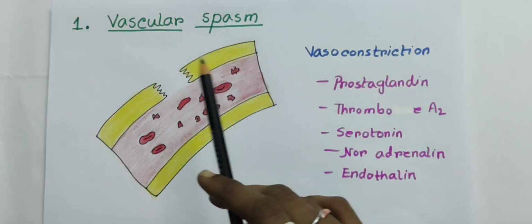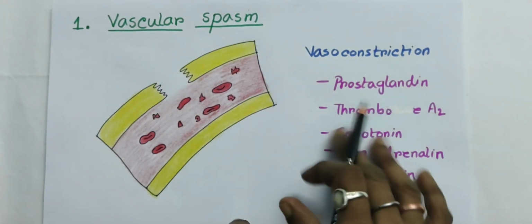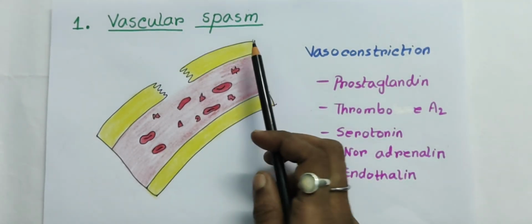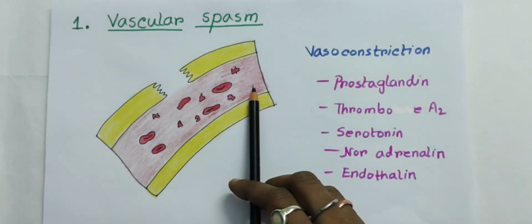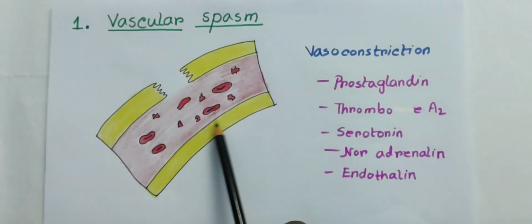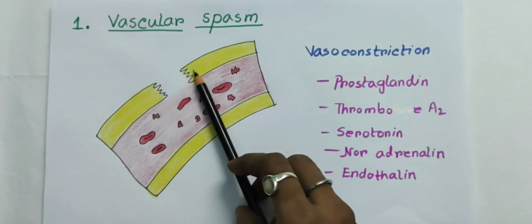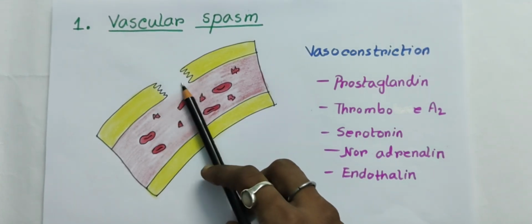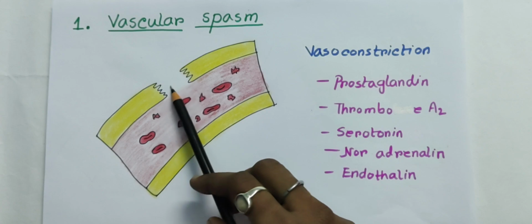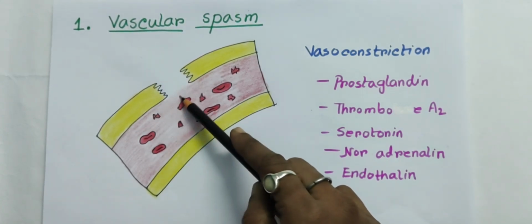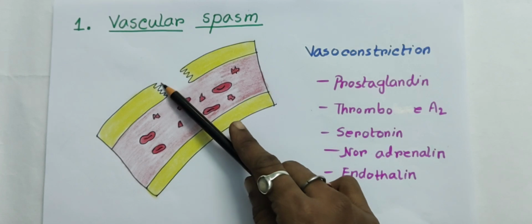So let's come in detail about the clotting procedure. There are 3 steps in the blood clotting mechanism. The first step is vascular spasm. Look at the picture. This is the blood vessel, and here is the incision part, where the blood vessel gets damaged. By this damaged area, the blood may leave out.